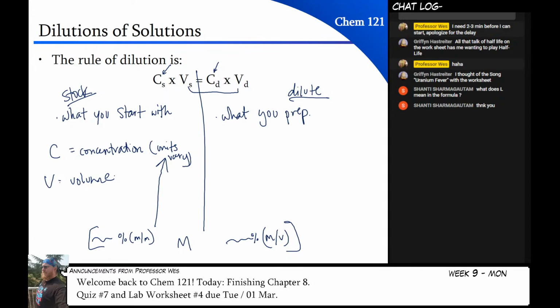So what this says is that if I take the concentration of the stock solution and then I take some volume of it, the product of those two things is going to be the concentration of the dilute solution times its volume. And what I'm going to do is I'm going to clear the screen and show you why this works.